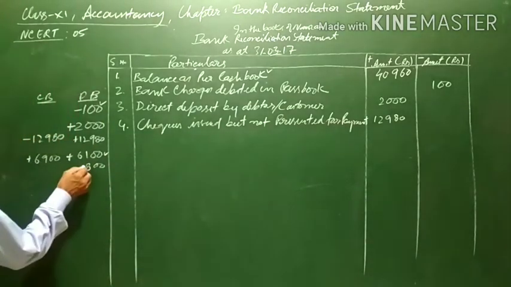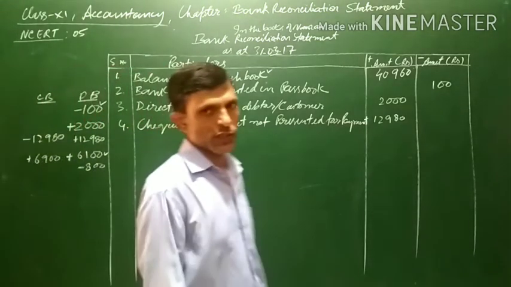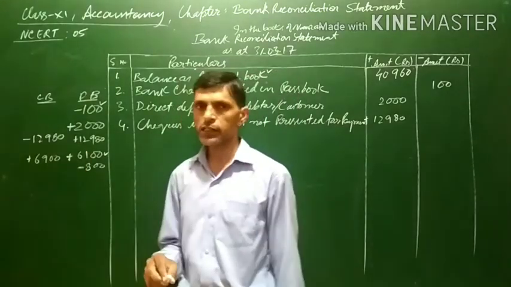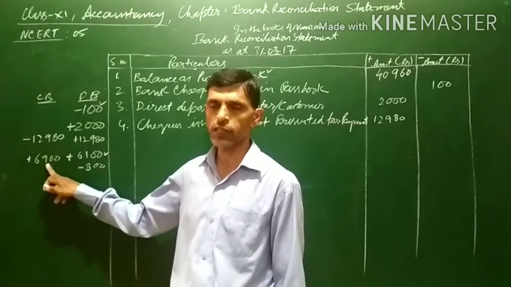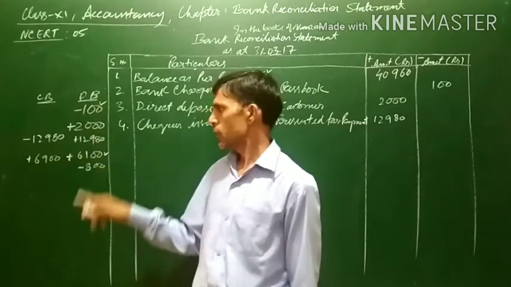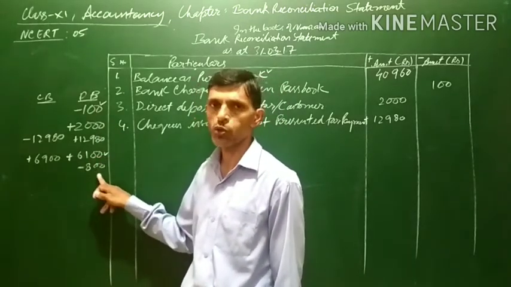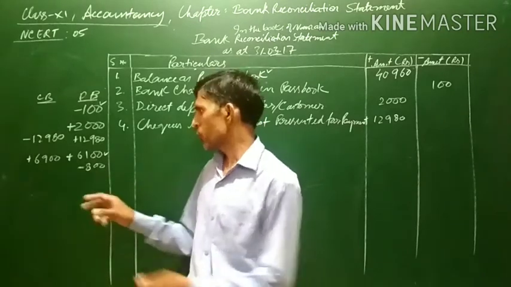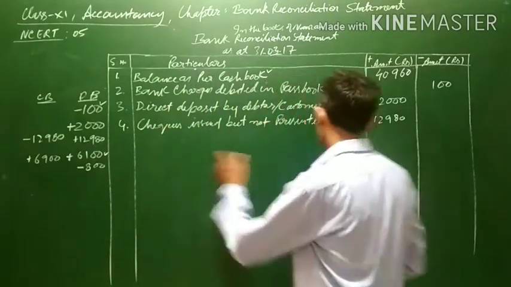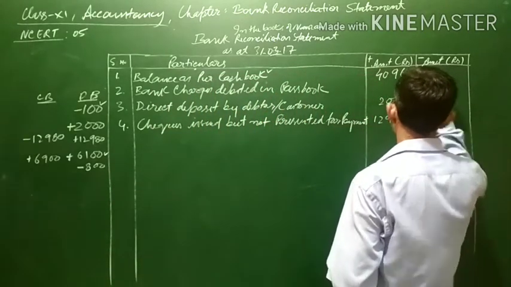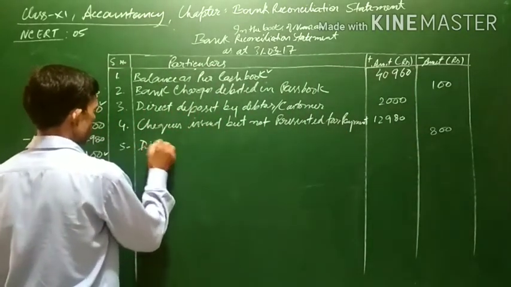So 800 will not be recorded. There will be 800 less showing in the passbook balance. Since the bill was 6,900 and it was recorded in the cash book without the discounting charge, the whole amount of 6,900 was recorded. But actually in the passbook, only 6,100 will be recorded because 800 is the discount. So in the passbook there will be less balance of 800 showing. So in this case 800 less will be on the minus column, and we will write discounting charge.